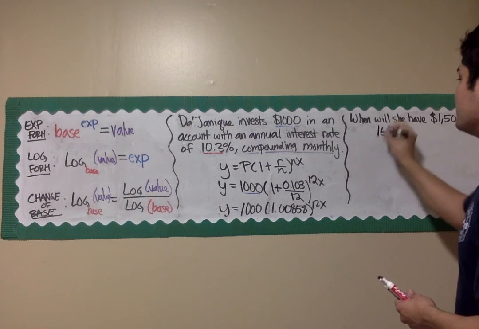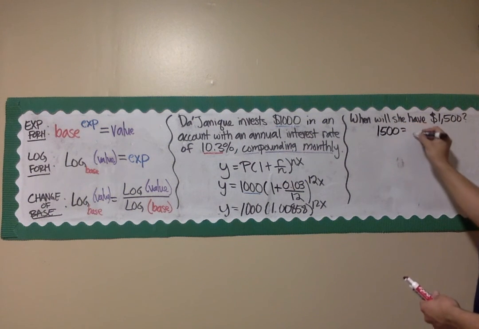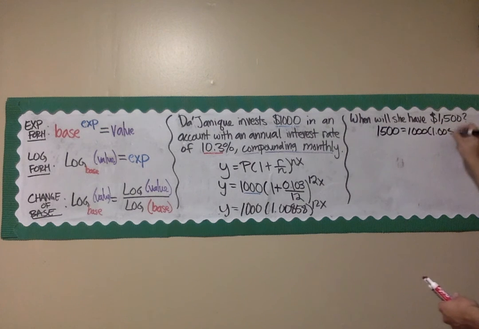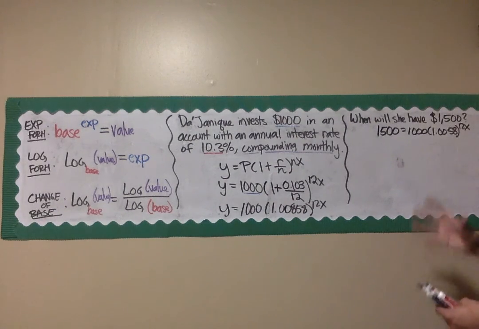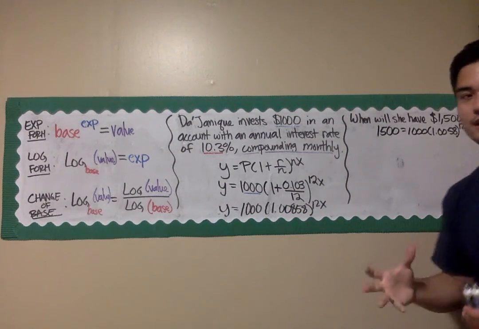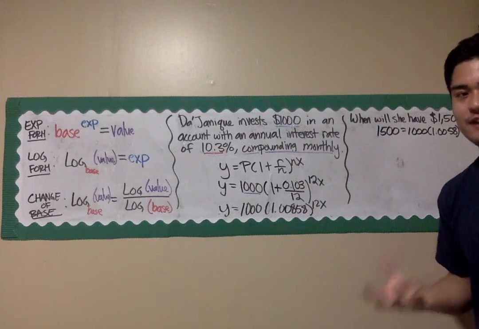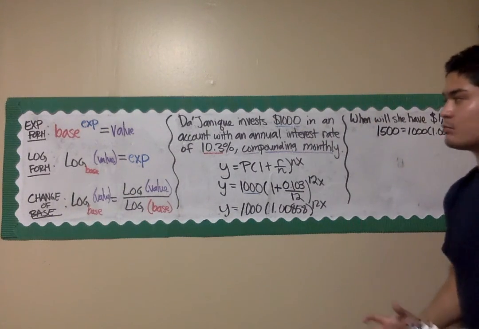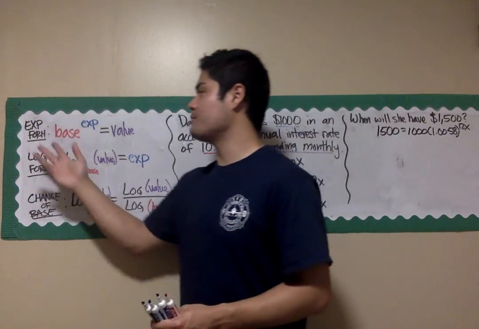So 1,500 equals 1,000 times 1.00858 to the 12x. Okay, so we have this. And now we want to solve for x. And notice how the x is in the exponent. That's going to be really hard to solve for x. We want to bring that exponent down. So how are we going to do it? We're going to use our logarithmic form.